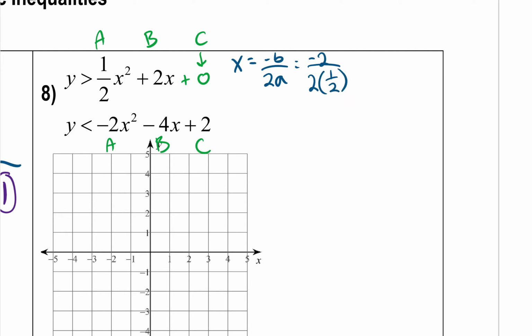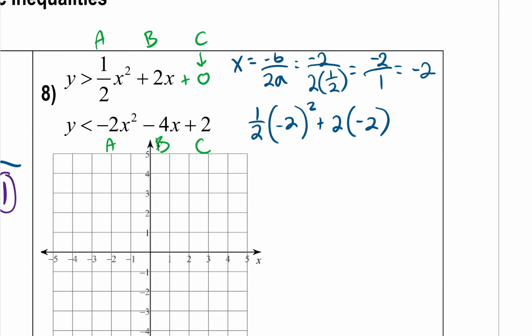You might be thinking, oh, fraction, why? Oh, don't worry, watch. Negative 2 over, half of 2 is 1. Look at that, no more fraction. That went away pretty quick. Now I got to plug this in. So I have 1/2 times negative 2 squared plus 2 times negative 2. Now you might be thinking, oh, see, look, there's a fraction again. You told us. I know I told you. But watch.